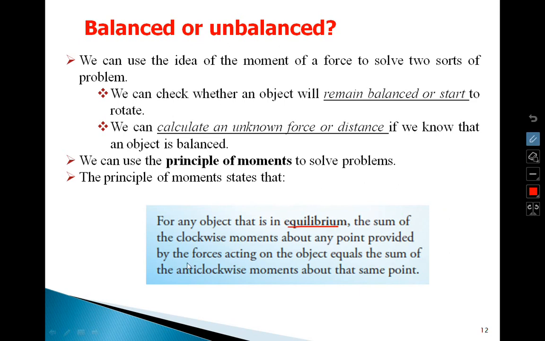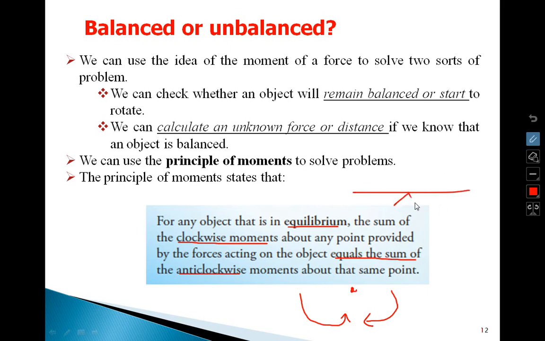So the summation of clockwise moments about any point provided by the forces acting on the object is equal to the summation of anti-clockwise moments about the same point. As we saw in the seesaw, the force which is clockwise, the summation of its moments is equal to the summation of the anti-clockwise moments about the same point.